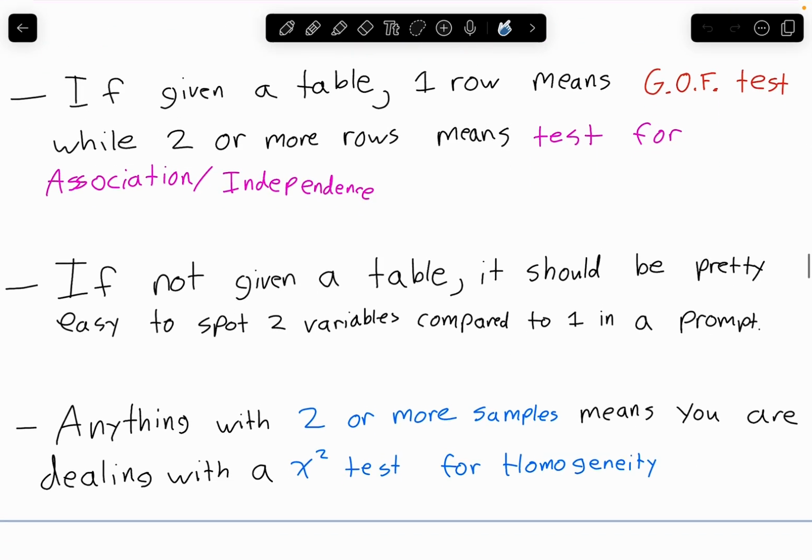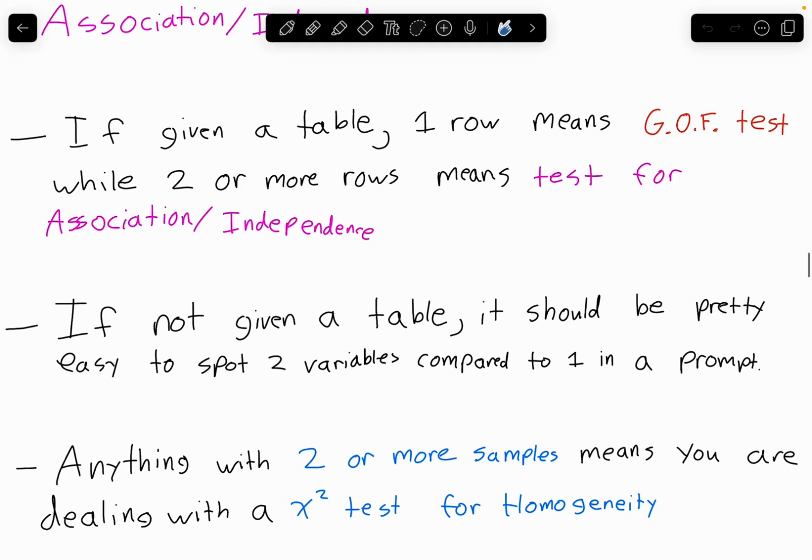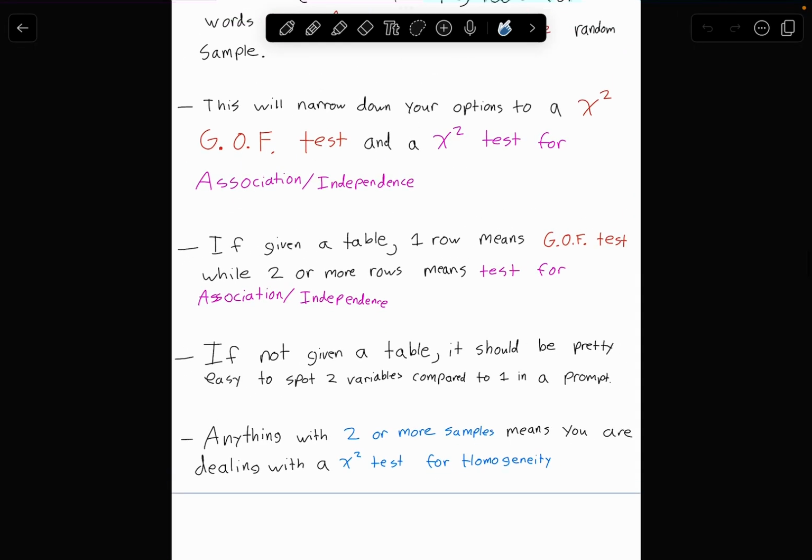Now, anything with two or more samples is automatically a chi-square test for homogeneity. It should be pretty easy to see if it says a simple random sample from 4 age groups, as we saw in the example above, or 187 males were surveyed and 313 females were surveyed. That's two different groups. So that's automatically a chi-square test for homogeneity. So those are my tips on how to figure out the difference.